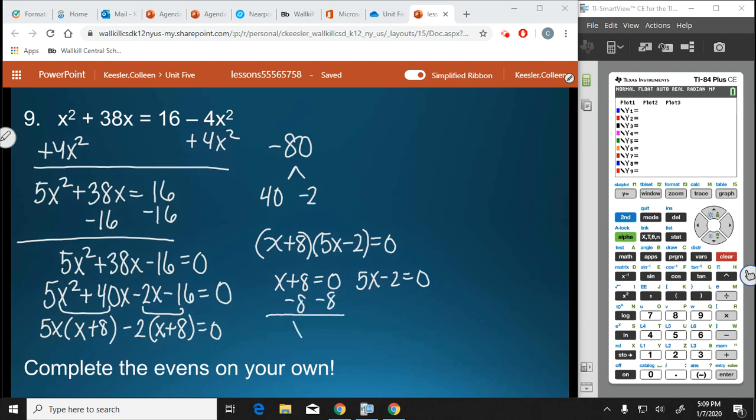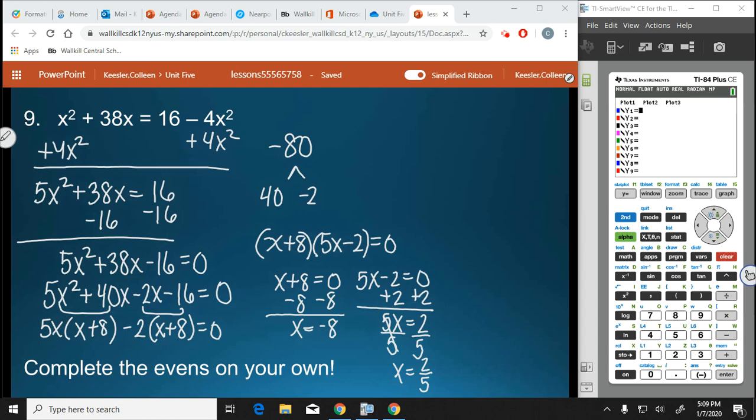Subtracting 8, I get x equals negative 8. Adding 2, I get 5x equals 2. And then dividing by 5, I get x equals 2/5 or 0.4. Either are acceptable answers. So there are my two solutions in that case.